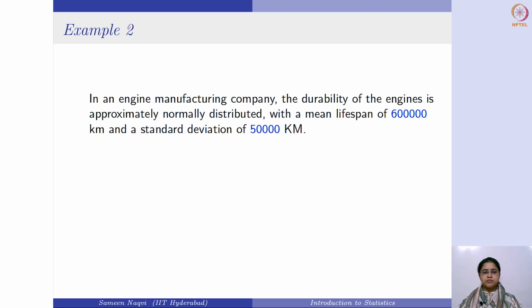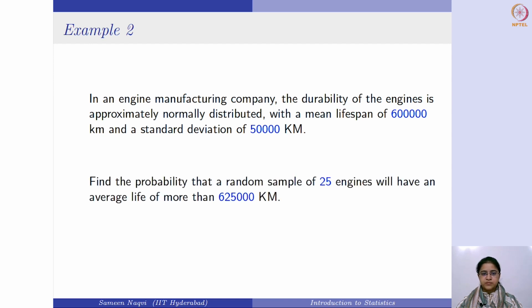In this example, we are given that in an engine manufacturing company, the durability of the engines is approximately normally distributed with a mean lifespan of 600,000 kilometers and a standard deviation of 50,000 kilometers. Find the probability that a random sample of 25 engines will have an average life of more than 625,000 kilometers. First of all, in order to solve this, let us note down the information that is given to us.